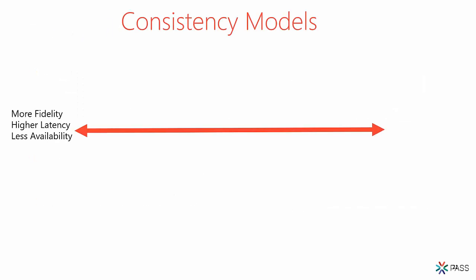So talking about consistency models, well, on one end, we have a model that offers the most fidelity, but it gives higher latency and less availability. On the other side, there's less fidelity, but we have lower latency. We can replicate faster, and we have more availability, meaning it can sustain the loss of more nodes. So strong is the one that will give you the most fidelity, which means I want to read the exact value that it is right now, but obviously gives you higher latency because it has to always go to the source of the data.